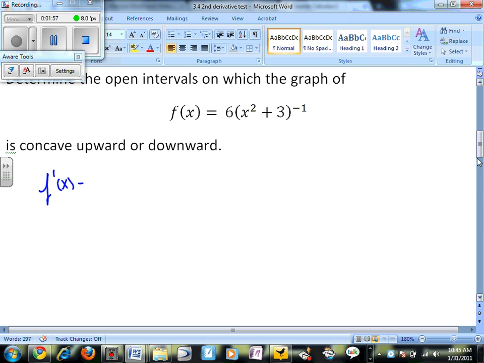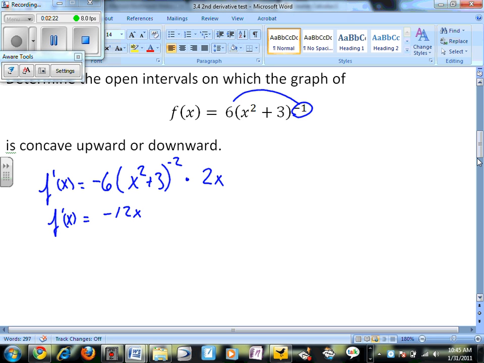The first derivative looks like a chain rule. We have an inside and an outside. We bring down the negative 1, so now I have negative 6 times, leaving the inside alone, x squared plus 3, and subtract the power by 1. Then since it's a chain rule, I take that whole thing times the derivative of the inside, which is just 2x. So my first derivative is going to equal negative 12x all over x squared plus 3 squared. So there's my first derivative.